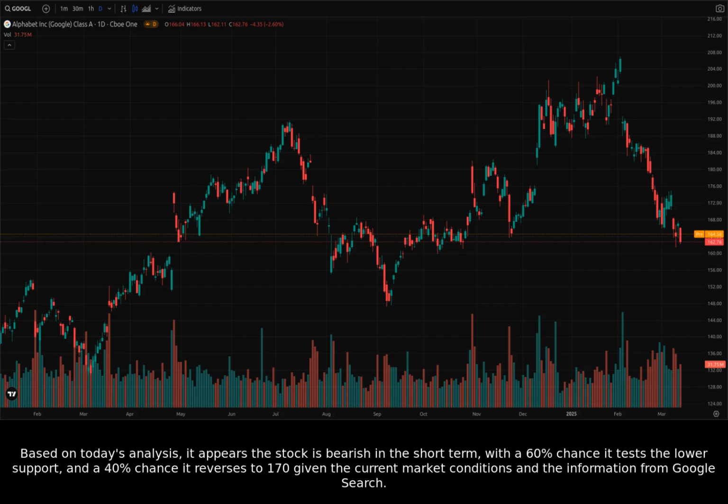Based on today's analysis, it appears the stock is bearish in the short term, with a 60% chance it tests the lower support, and a 40% chance it reverses to 170 given the current market conditions and the information from Google search.